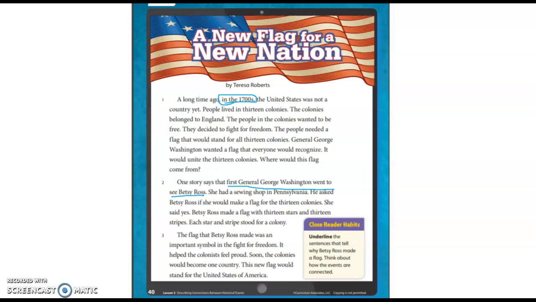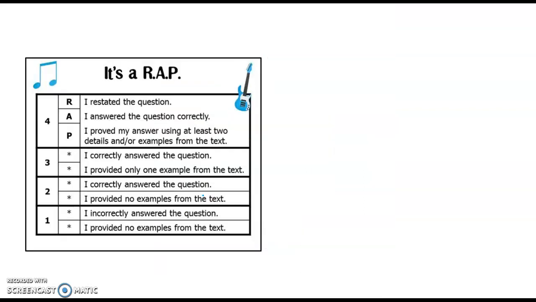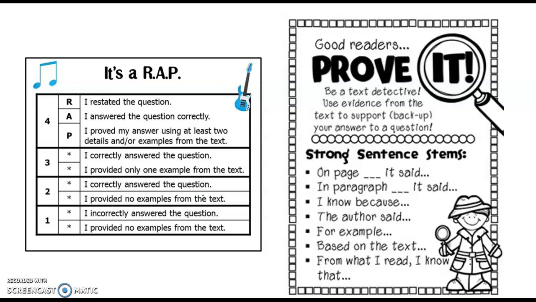We're going to stop there because you're going to be writing about how we got the American flag in your writing today. Let's take a look again at our writing rubric. This is just a quick write, so it's only going to be about 4, maybe 5 sentences, and you're going to be using key details from the text. So to get a 4, you need to make sure that you restate the question, you answer the question correctly, and you prove your answer using at least 2 details from the text. So that's when we use our text evidence.